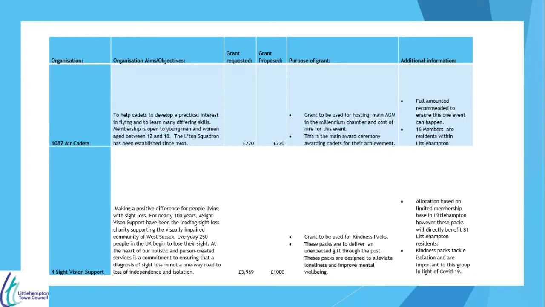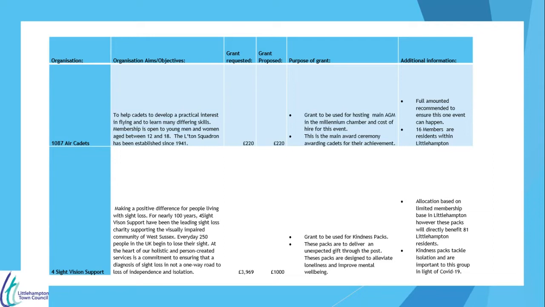Grant number 1 is 1087 Air Cadets. They requested a grant of £220 and we propose a grant of £220. Grant is to be used for hosting the main AGM in the Millennium Chamber and the cost of hire for this event. This is the main award ceremony awarding cadets for their achievement. Full amount recommended to ensure this one event can happen. 16 members of this group are residents within Littlehampton.